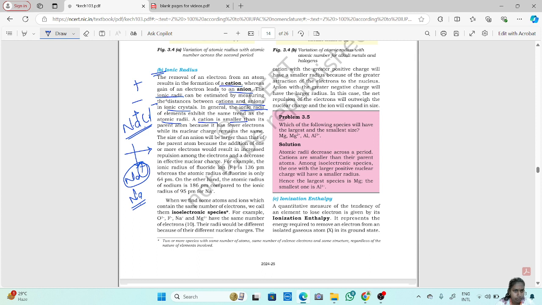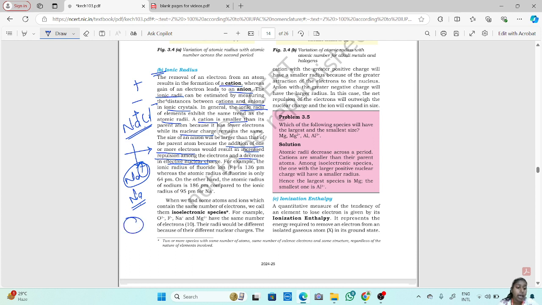Because of its fewer electrons, one thing remains the same, that is their nuclear charge, whether it is completely filled or whether an electron is removed. In both cases their nuclear charge remains the same. Now the size of an anion will be larger than that of the parent atom because there is an addition of one or more electrons that will result in increased repulsion among the electrons and decrease the effective nuclear charge. So compared to cations, what will happen to anions?